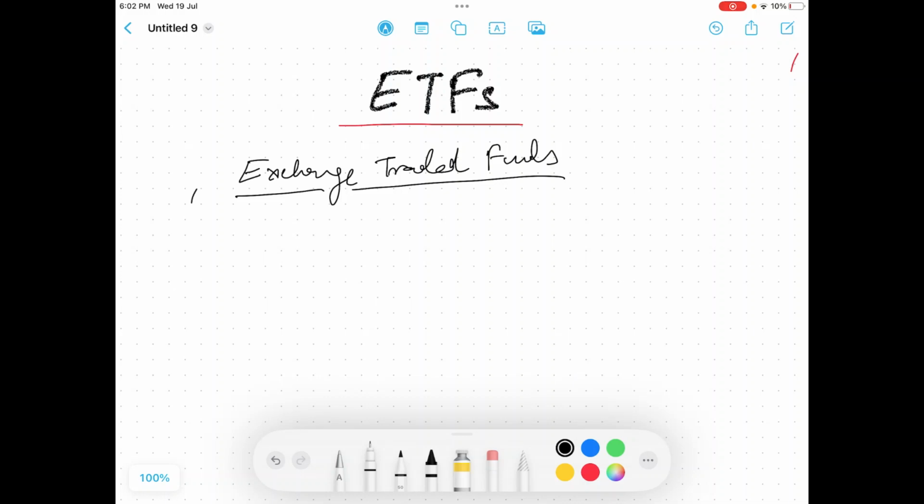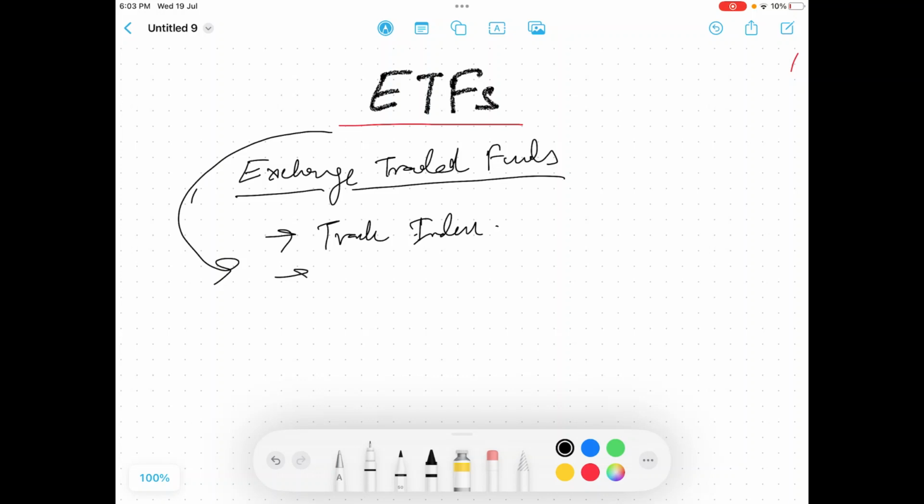ETFs are also kind of funds, and you can compare them to a mutual fund, but the only difference is that these can be traded directly on the stock exchange like a normal stock. You can buy it at any time and you can sell it at any time. So it behaves like a normal stock, but these are actually funds which track a particular index, right?